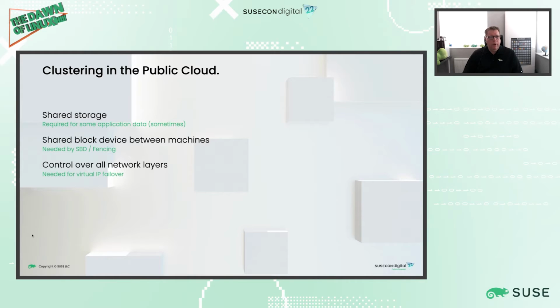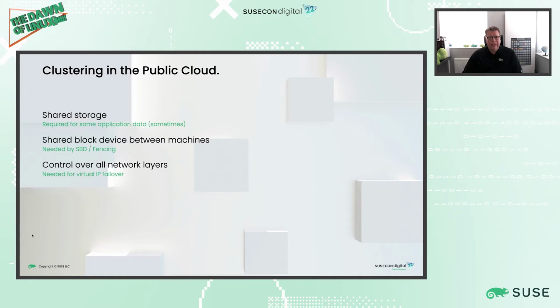So the first thing to remember is that some applications will need some form of shared data. Now, this can be provided by a SAN on premises or even an NFS solution, maybe even just a shared disk, but there needs to be some way of sharing data within that cluster. The second challenge we need to solve is that shared block device used for fencing. Okay, so it's that mechanism for turning off machines to ensure that it's down before we do that takeover.